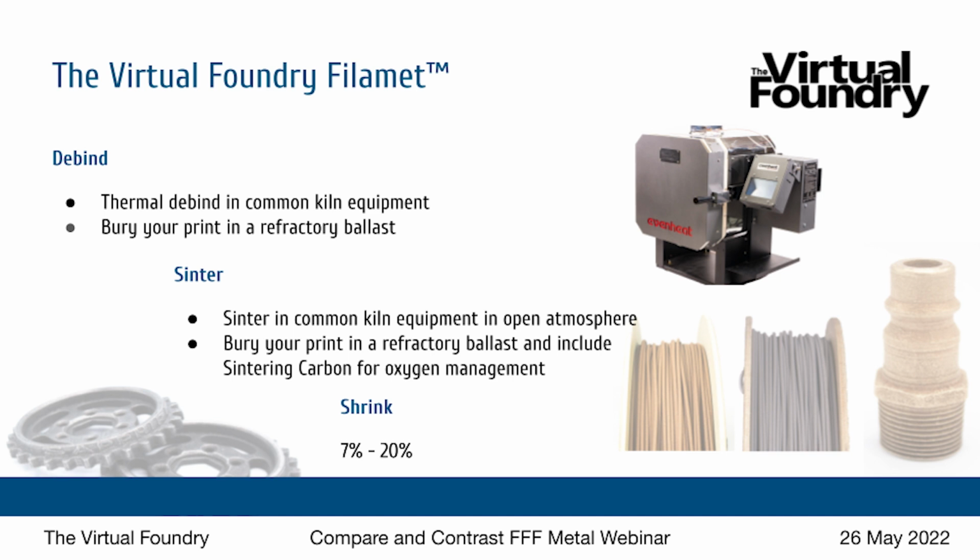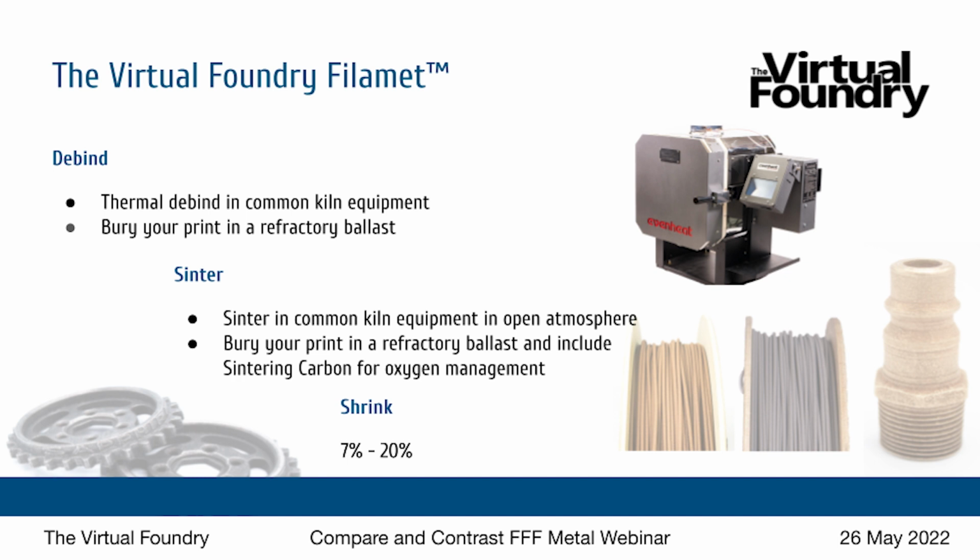Right on. In the other technologies, you are going through that sintering process with the supports included, most likely. With the Virtual Foundry's Filamet, you're debinding with a thermal debind using only heat in common kiln equipment, and you're burying your part in a refractory ballast material, and that's what's providing that part shape support. During sintering, you're sintering in that same piece of common kiln equipment in open atmosphere. You'll bury your print in a refractory ballast again and include sintering carbon for oxygen management.